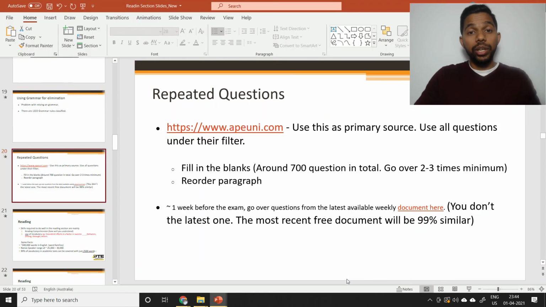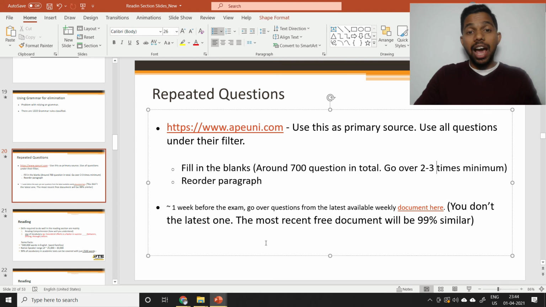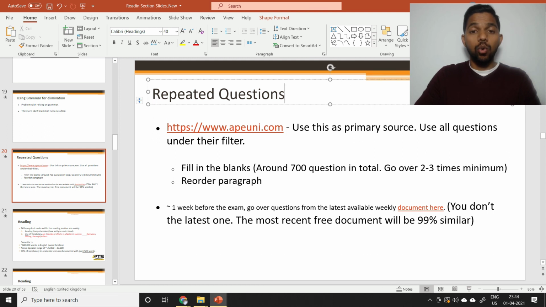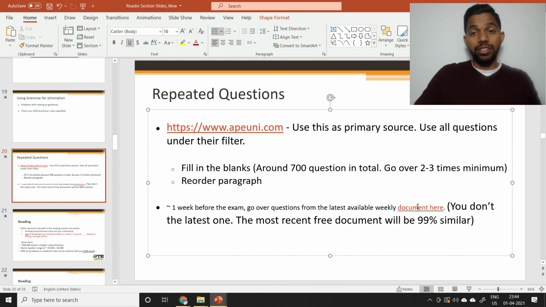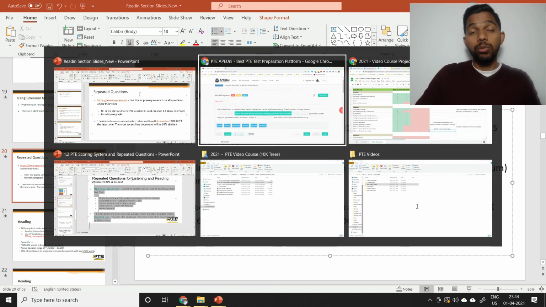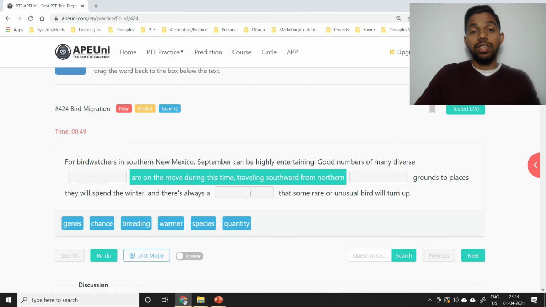So for the fill in the blanks, there are 700 questions in total. Aim to do that 2 or 3 times at a minimum, and you can also go over the document that's available. I'll put links in the description where you can go over that. There's a document that you can go through which contains all the repeated questions. So that's maybe easier to skim through 1 or 2 days before the exam rather than using this tool here.